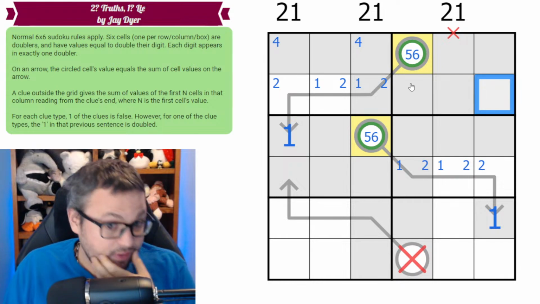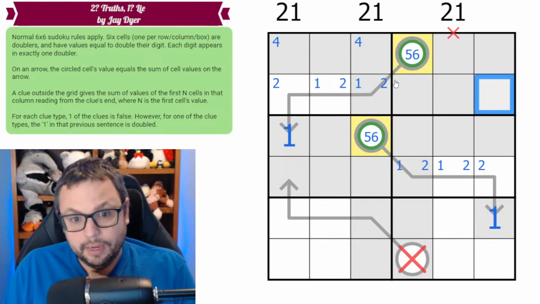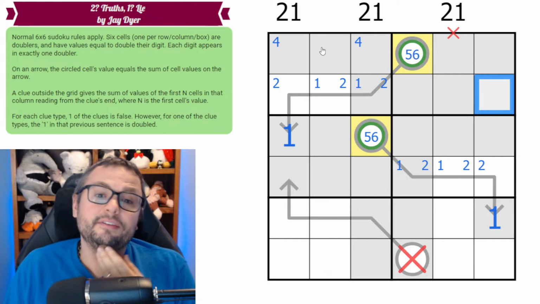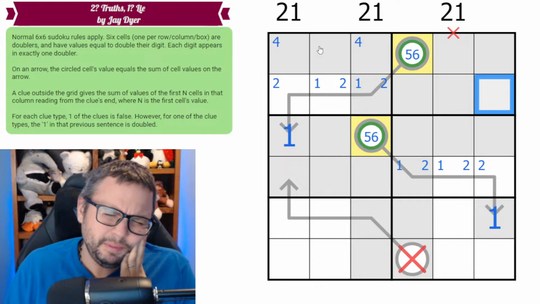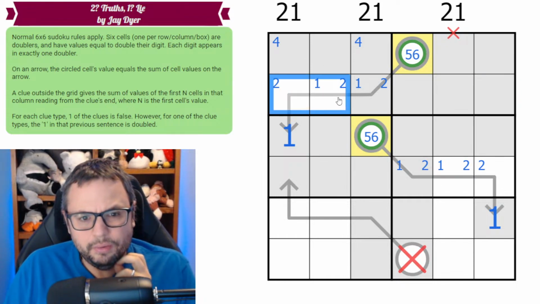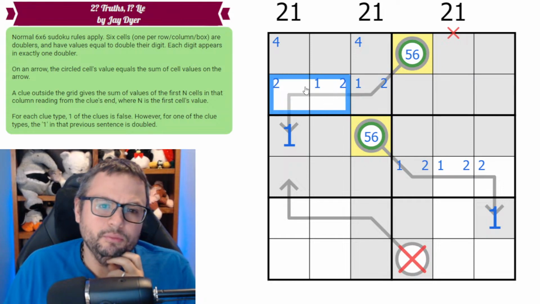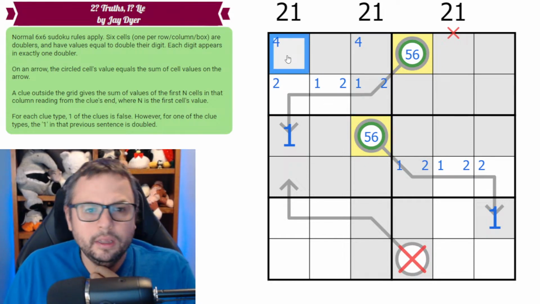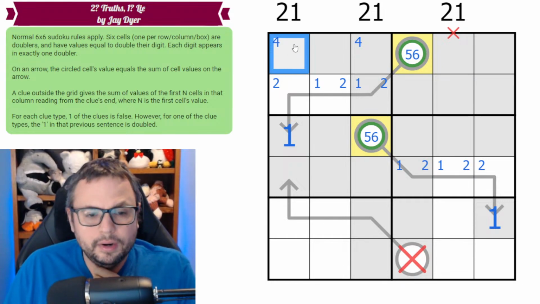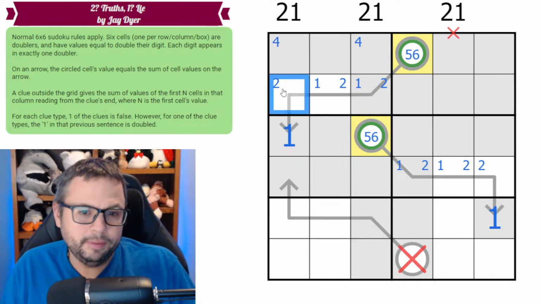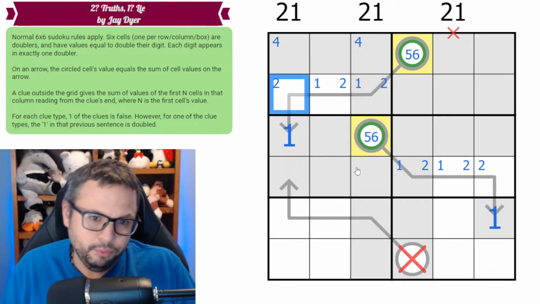So yeah, the outies need to sum to the doubler, and the doubler needs to be included. So the only way that's going to work is, as Ron points out, if this is the 4, not that one. Because if this is the 4, then I can't make the outie sum to the doubler, because the doubler is either a 1 or a 2.